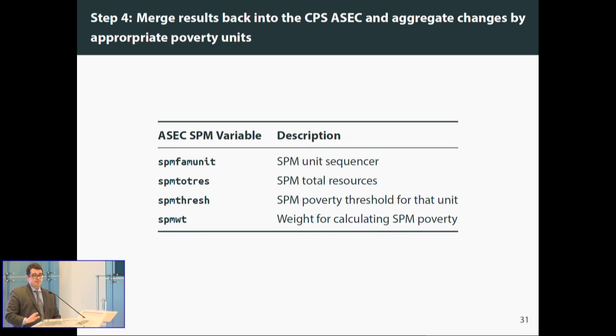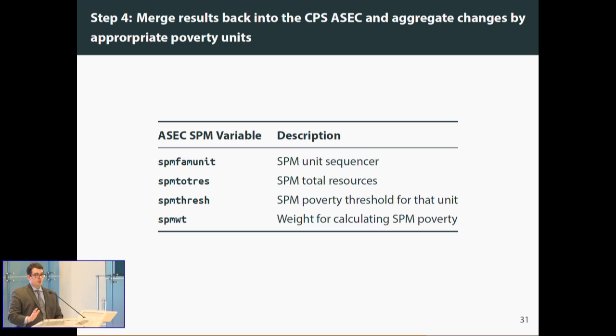In terms of aggregating the changes, these are the 4 key variables for the SPM poverty rate that you need to know. These 4 were listed in that grand list that I had earlier, but I want to focus on them specifically so that you understand what's going on. So in any policy measure, there are different definitions of family units.